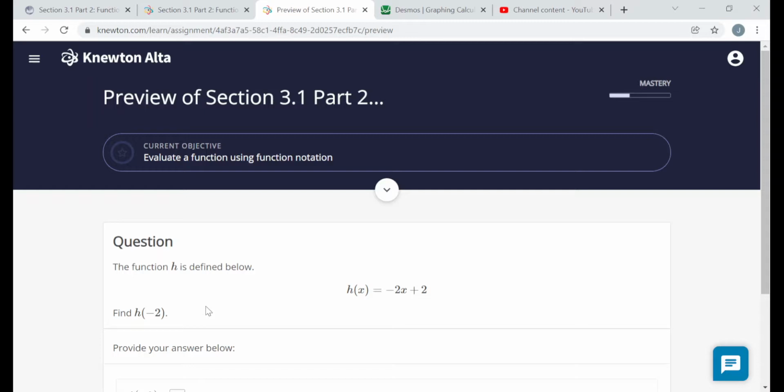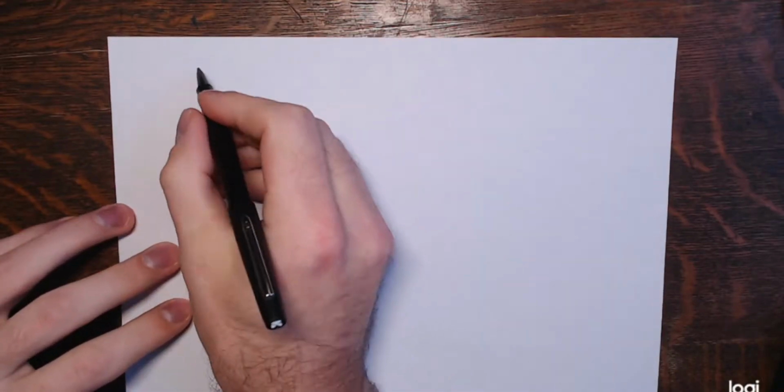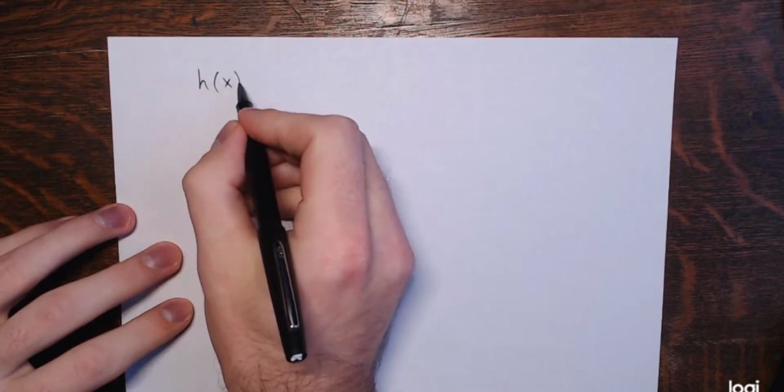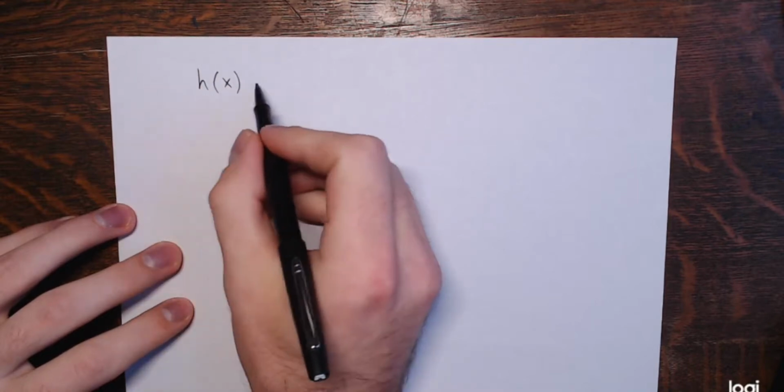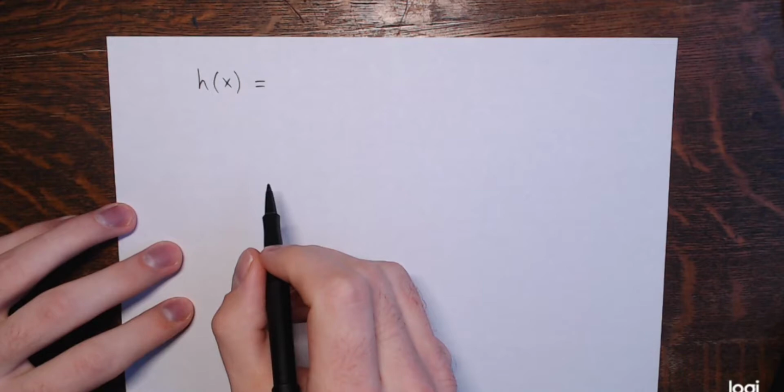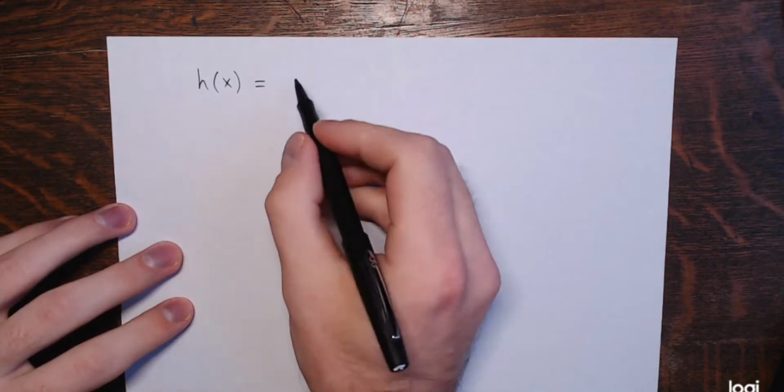Remember, that was the definition of a function. All right, so here we're given a function called h, and the input's called x, and the output is h of x. And over on the other side of the equal sign is how you calculate the output. It's negative 2x plus 2.